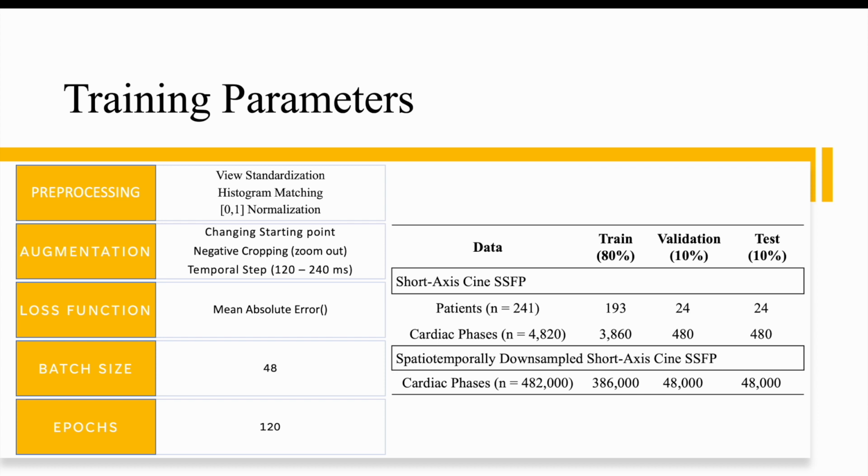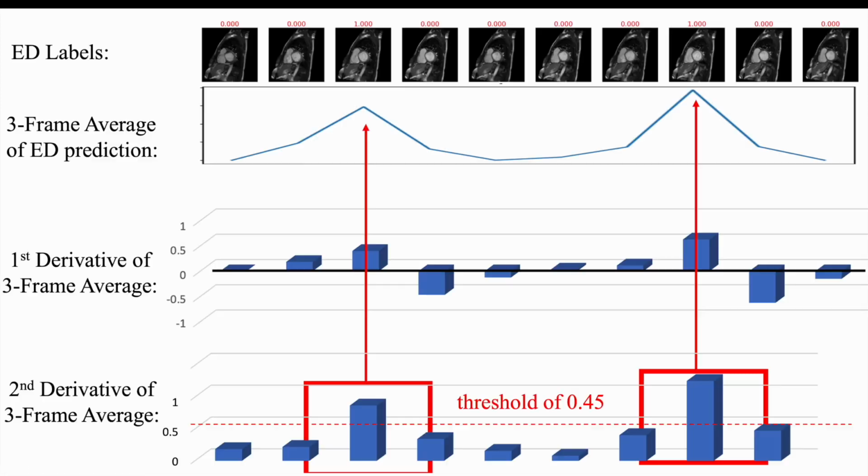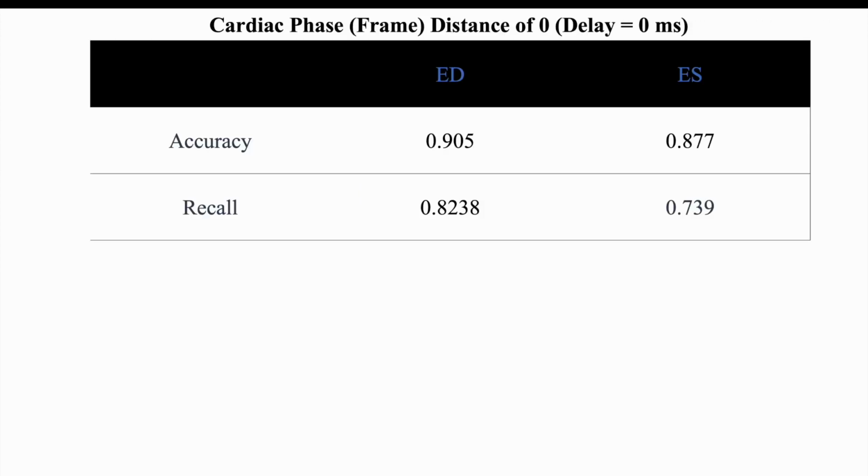Of note are the augmentations, which were changing starting points within the 10 times interpolated data, as well as changing temporal step. End diastole predictions were averaged on a 3-frame sliding window, and the first derivative and the second derivative of that average allowed for identification of the end diastole frame that was closest to the end diastole label. Here, the second derivative was thresholded at a value of 0.45. The same method was applied for end systole labels as well.